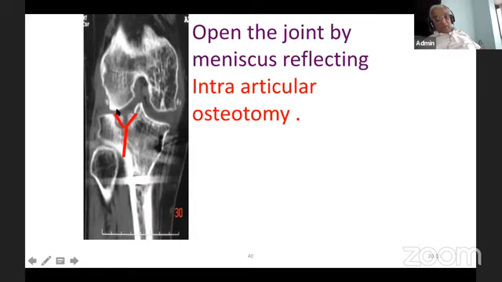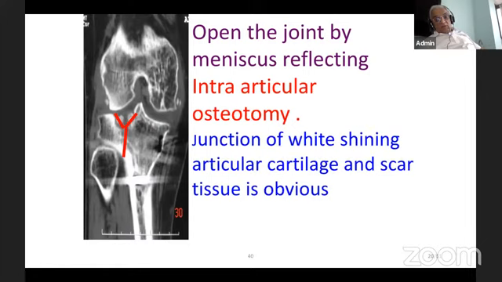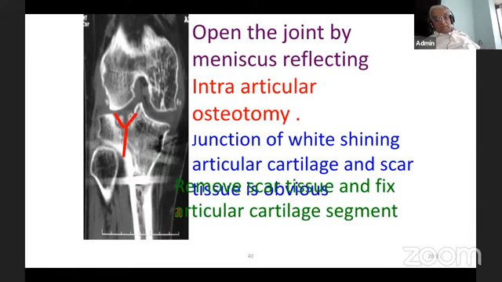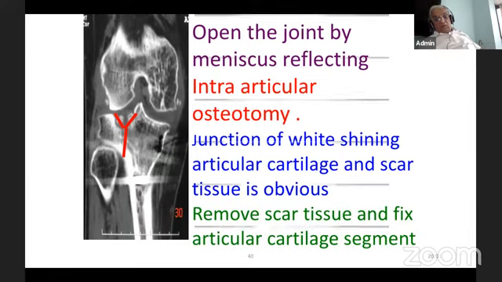So you've done this osteotomy, and once you've done the osteotomy, it's not very difficult to find the really white shining articular surface. And all this is the fibrous tissue, which you will have to go on slowly excising out. Having excised it, and having done an intra-articular osteotomy, the junction of the white shining articular surface and the scar tissue is obvious. Remove the scar tissue and fix that.